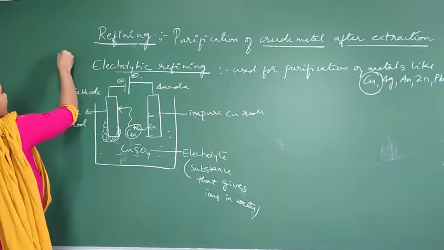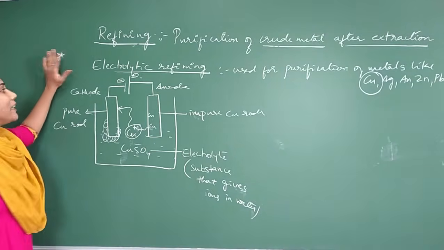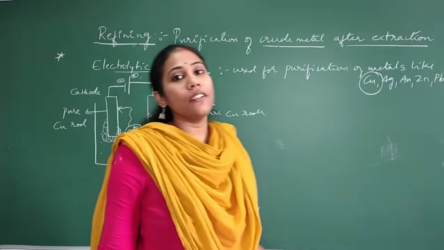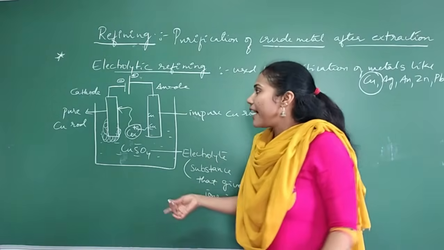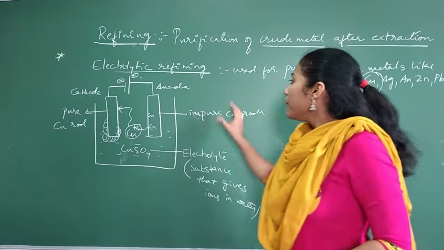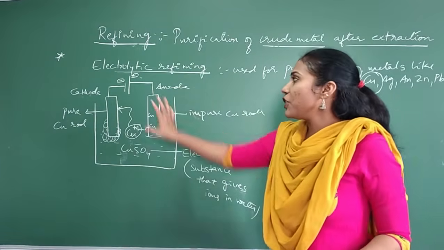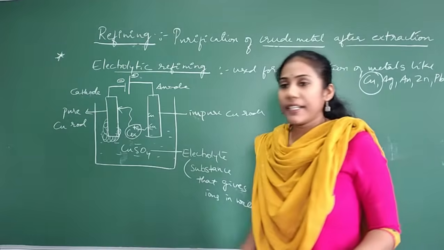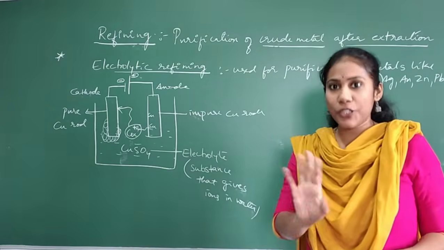And this is definitely a 2 to 3 mark question for the final examination. The question can be asked in any other way. They may just ask you to draw the diagram, or ask which rod is taken as cathode, which rod is taken as anode, or what the electrolytic solution is.